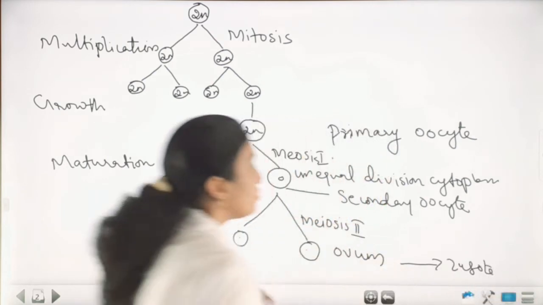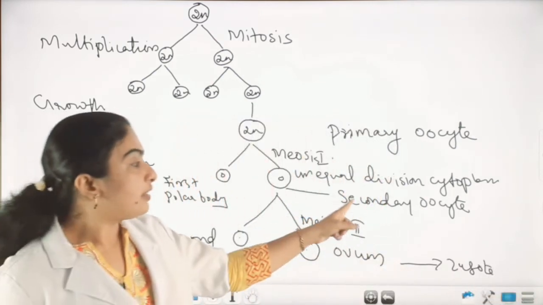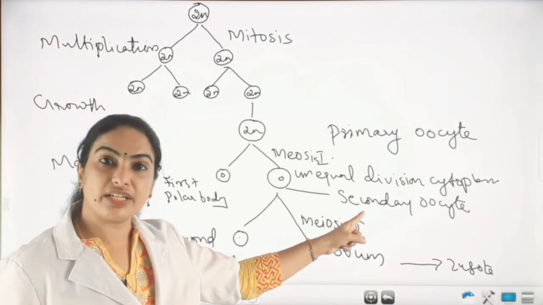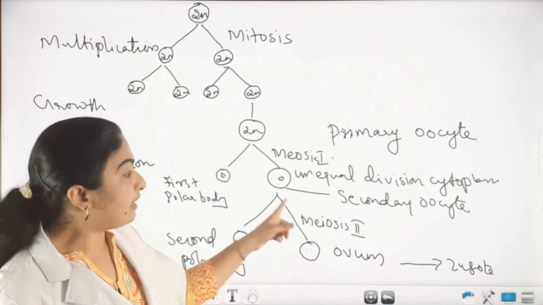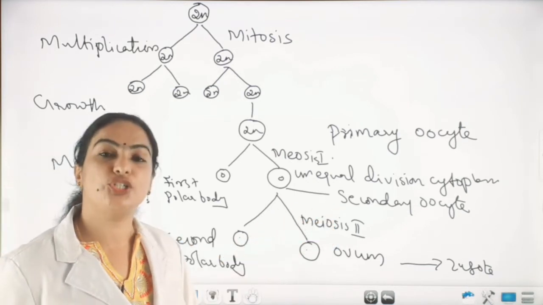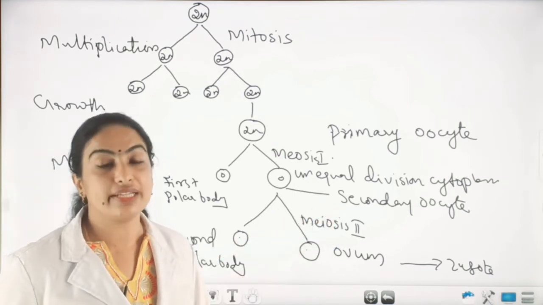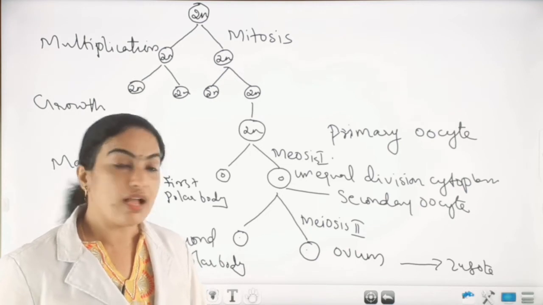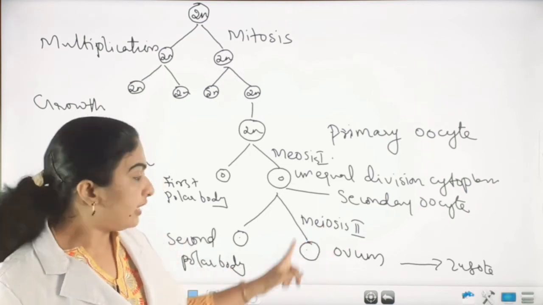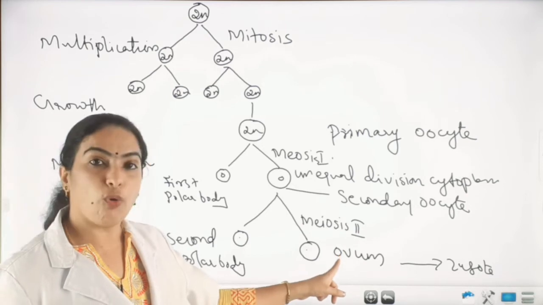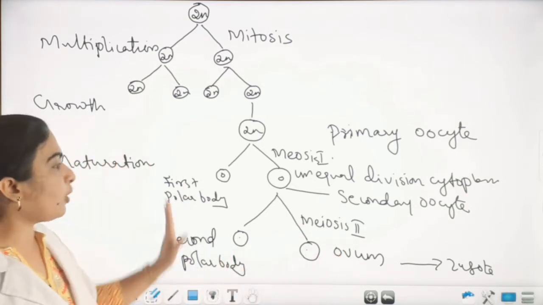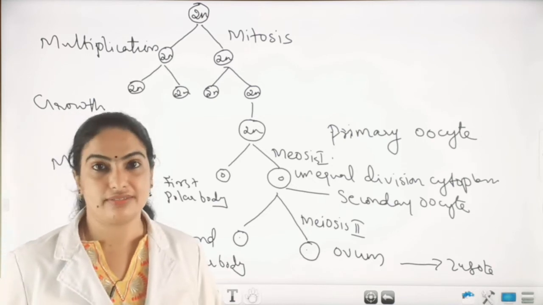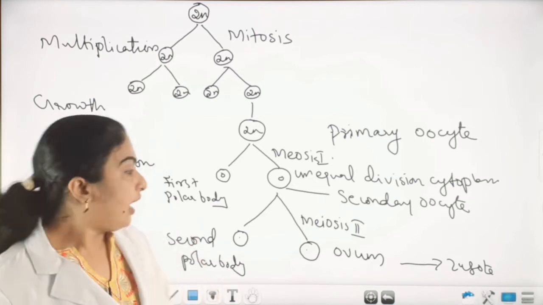Is it clear? So ovulation means the process of releasing the secondary oocyte from the ovary. And when the sperm enters the fallopian tube, the secondary oocyte in the fallopian tube undergoes meiosis 2, then it forms the ovum and the second polar body. So the first and second polar bodies get degenerated. They have no role here.